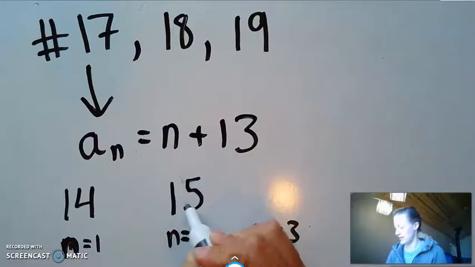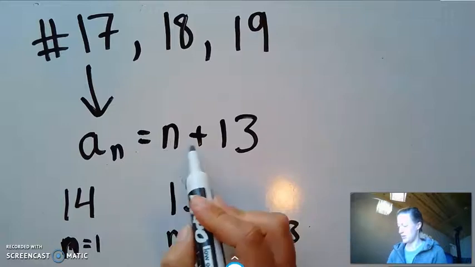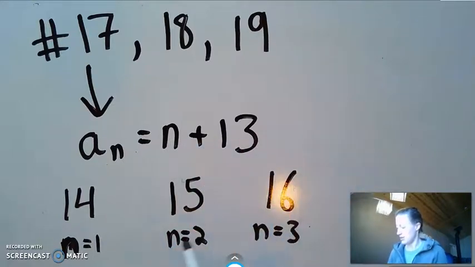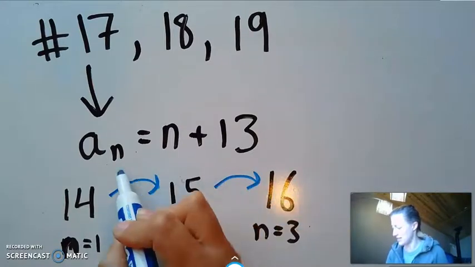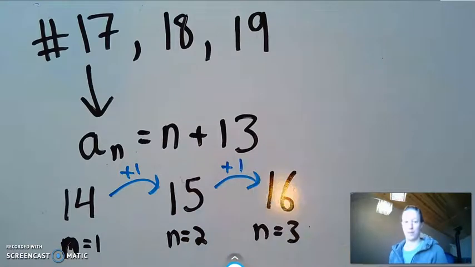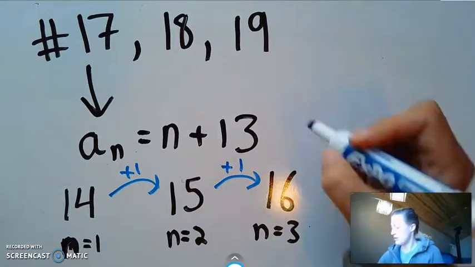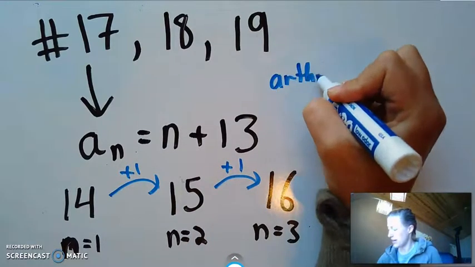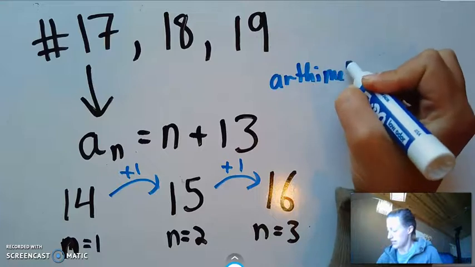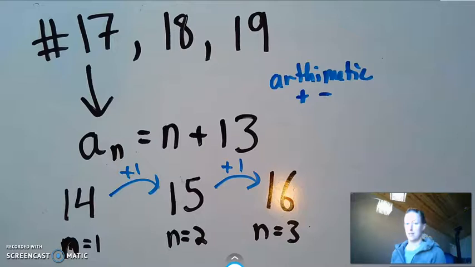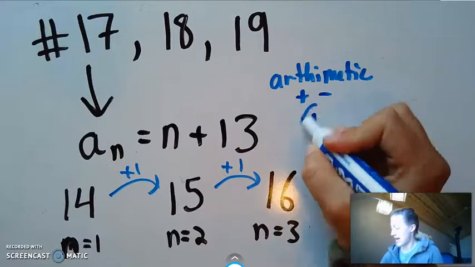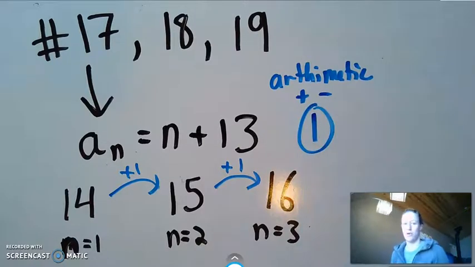So that's 15. Now n is 3, so 3 plus 13 is 16. So the pattern is not adding 13 every time. It is adding something consistent, but it's adding 1. And so this one, we would choose arithmetic because it's either adding or subtracting a consistent number, and the number that it's adding or subtracting is a positive 1. It's adding 1 every time.